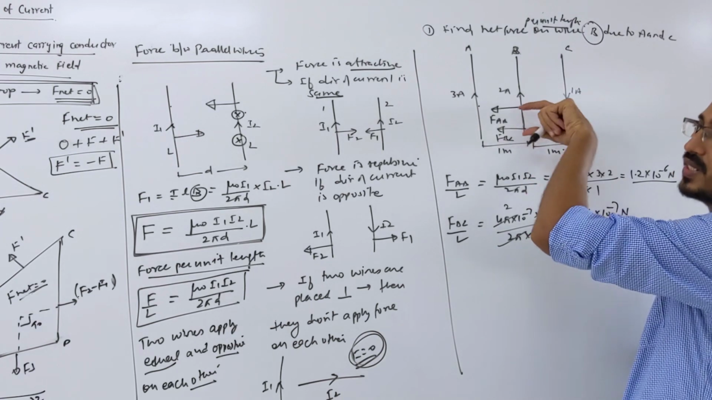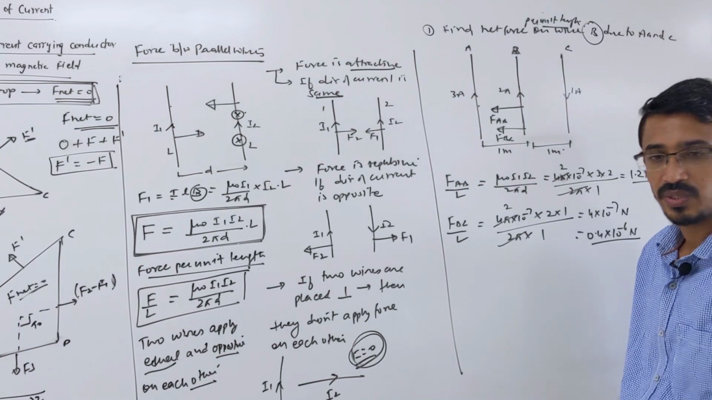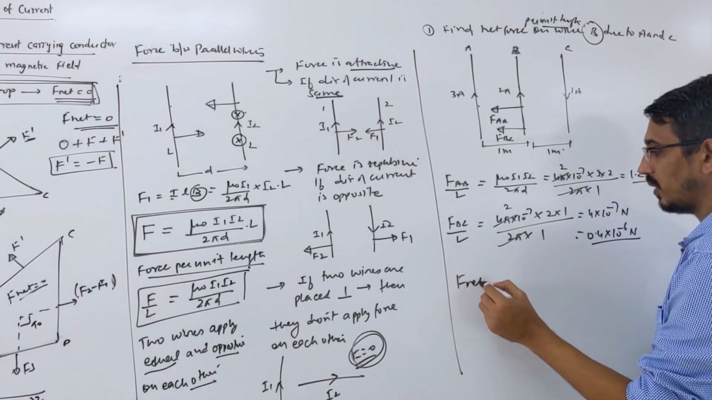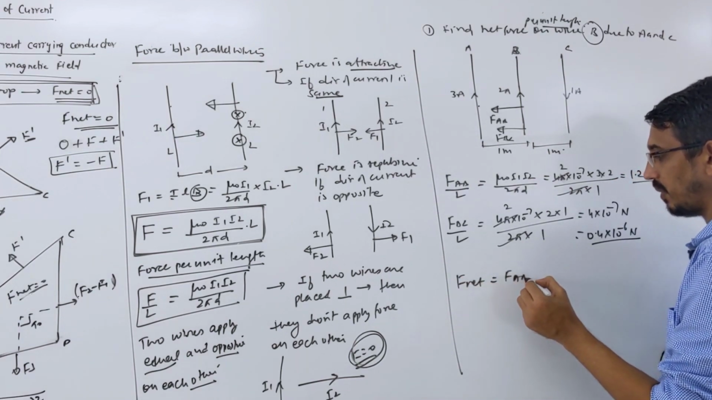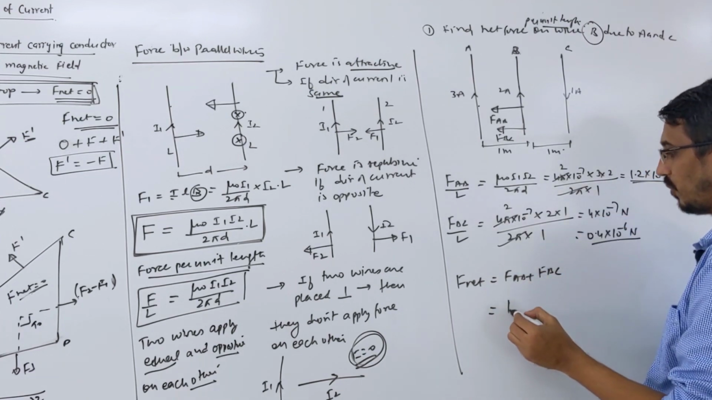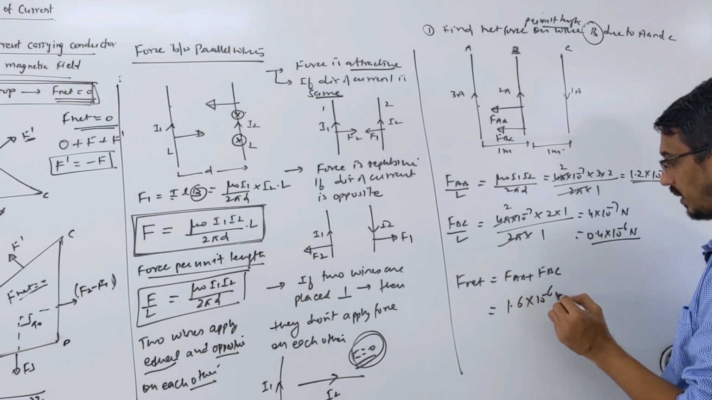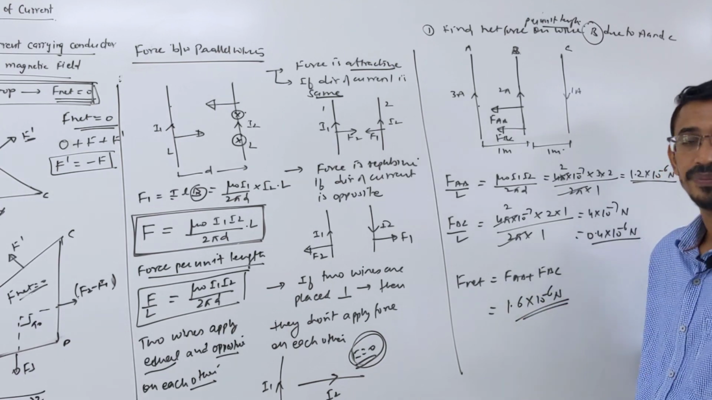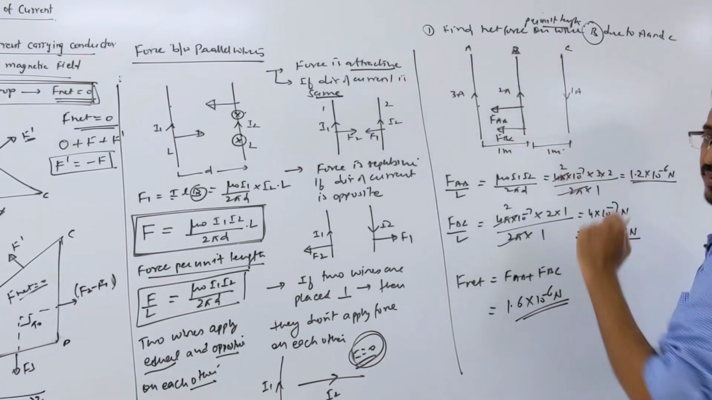So these two forces are in same direction now. Angle between them is 0 degree. So net force will be simply addition of FAB plus FBC. So this is 1.2 and 0.4, means 1.6 into 10 power minus 6 Newton. Yes or no? Suppose this current was upward in this wire C.